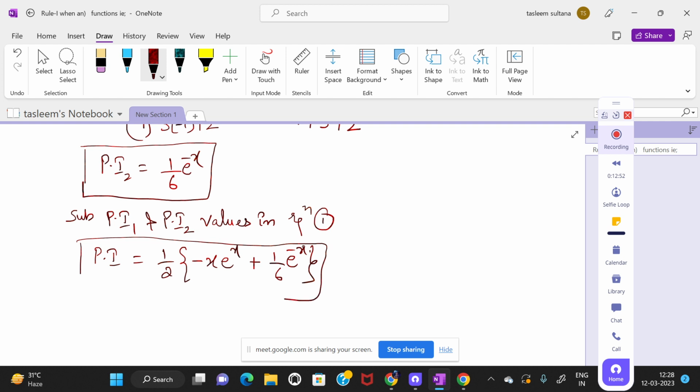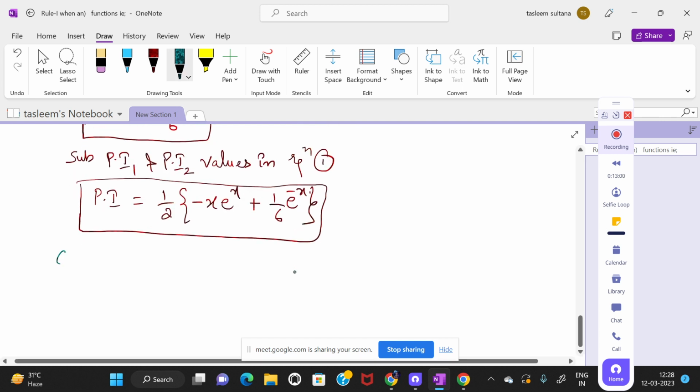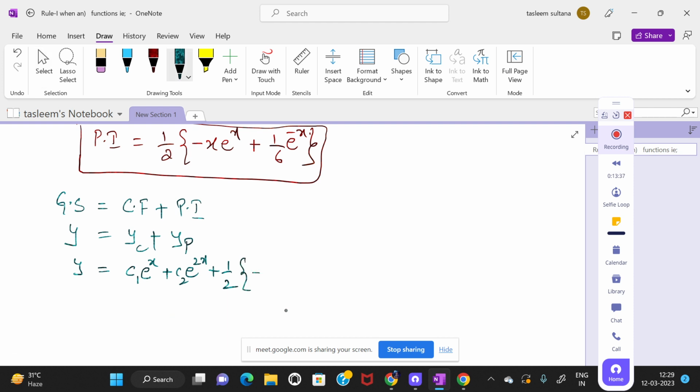Now we will write the general solution, where your GS, the required solution, equals complementary function plus particular integral: y = y_c + y_p. Y equals c1 e to the power of minus 1 we got, plus 1 we got, plus c2 e to the power of 2x, then plus 1 by 2 of minus x e power x plus 1 by 6 e to the power of minus x, which is the required solution.